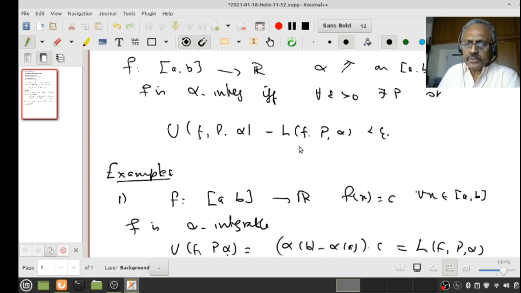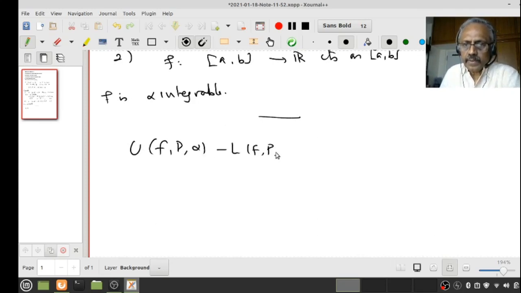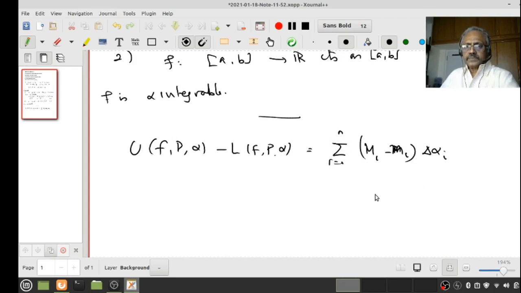So let's try to write down U(P, alpha) minus L(P, alpha). This has nothing to do with continuity, etc. It's a very general thing. So what is U(P, alpha) minus L(P, alpha)? This is going to be the sum of (M_i minus small m_i) times delta alpha_i. What do I want? I want this to be less than epsilon. I have to choose a partition P so that this should happen.